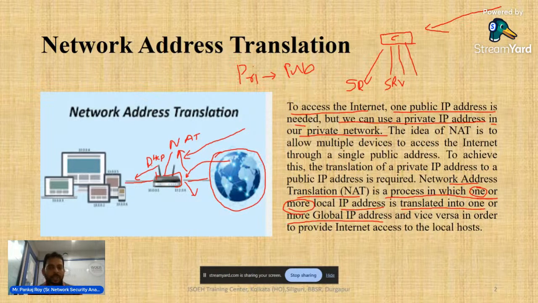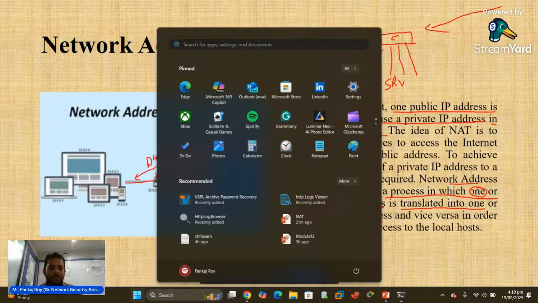Security happens. Okay, so vice versa, in order to provide internet access to the local hosts, these types of services are widely used in any ISP server. So I need to discuss how an ISP works through NAT services. I'll explain in MS Paint too, so it's easy to understand.